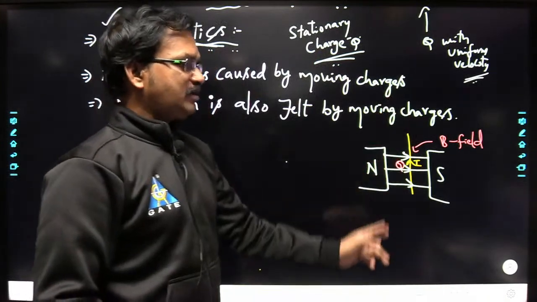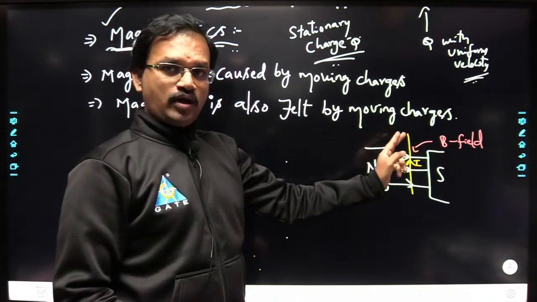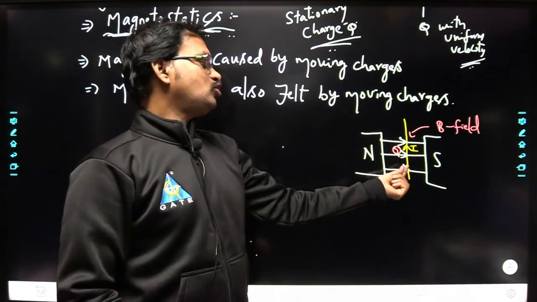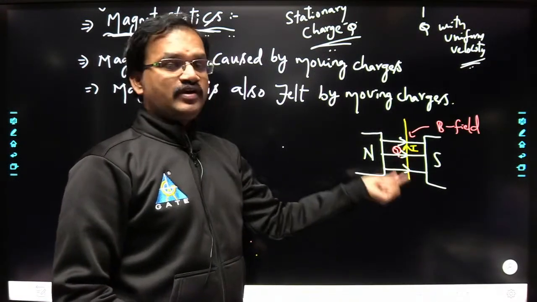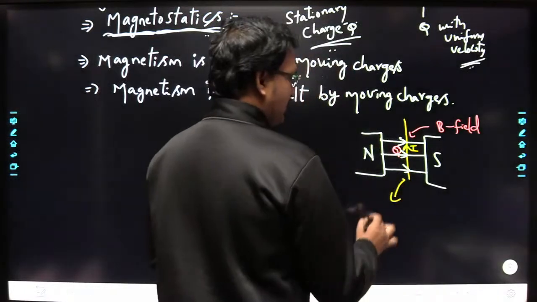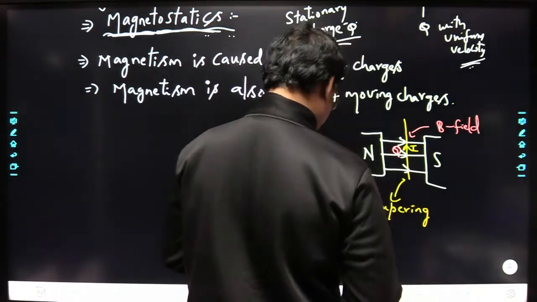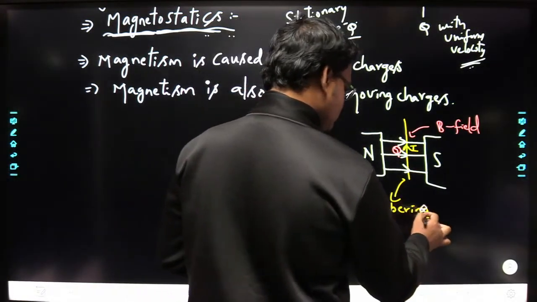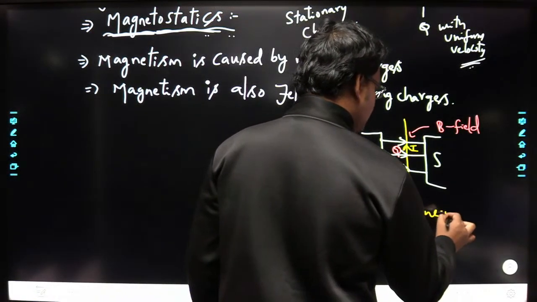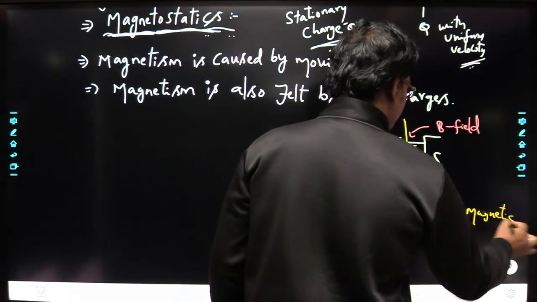current carrying wire means what here? The charge carriers are moving within the conducting material, right? So that means it is nothing but moving charge carriers. Whenever you place a current carrying wire in the magnetic field, it is observed that this current carrying wire is experiencing the magnetic force.